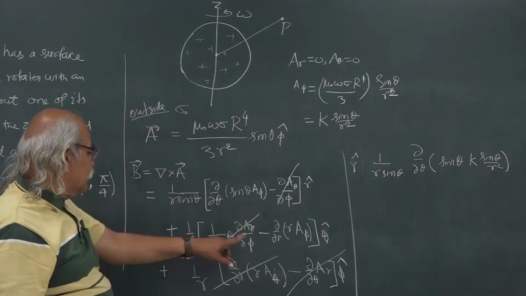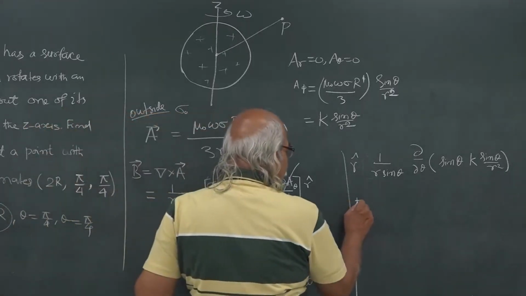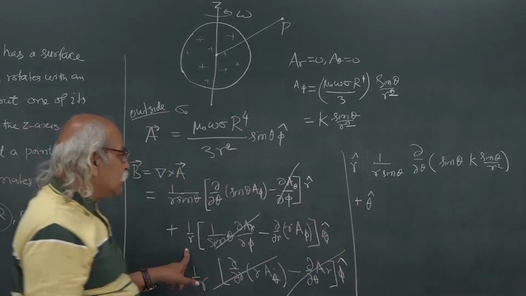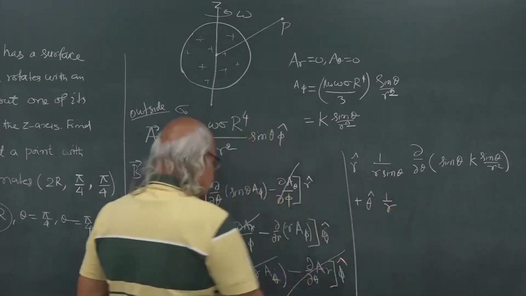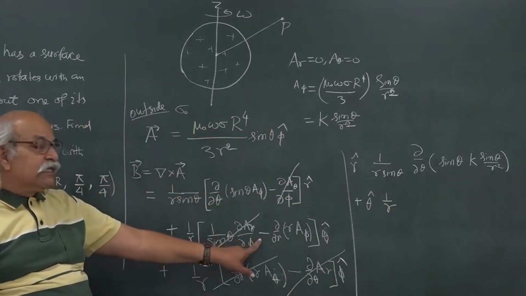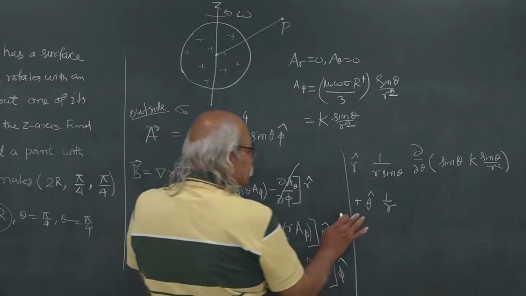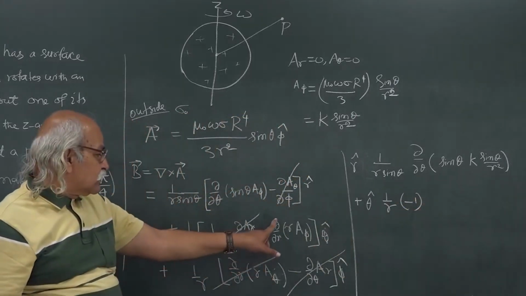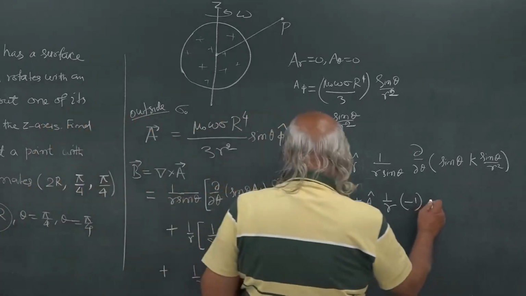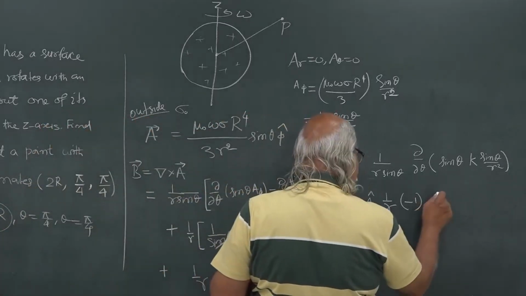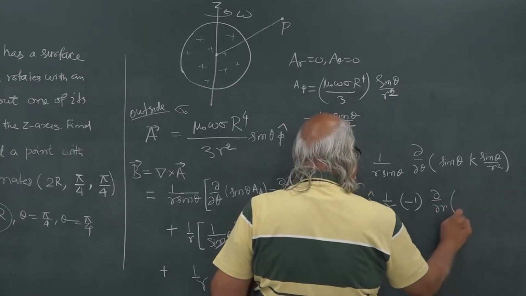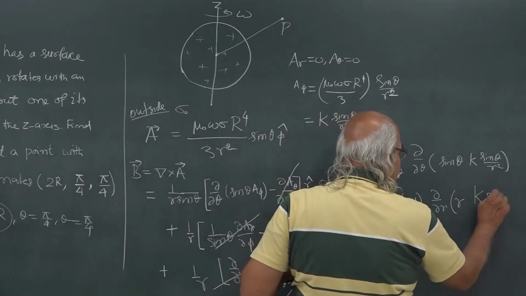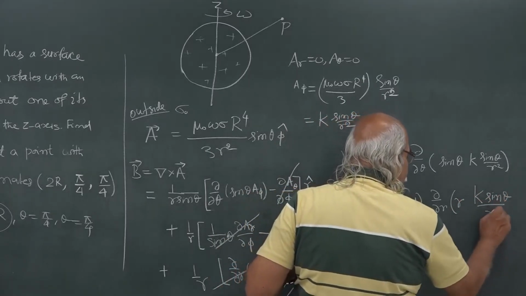Then you also have a theta cap part, plus theta cap. And how much is theta cap? Theta cap is 1 by r, and then minus here. So, let us write minus 1 here, and then I have del r here, minus, I have already written del r here of what? R times A phi. How much is A phi? A phi is k sin theta by r square.